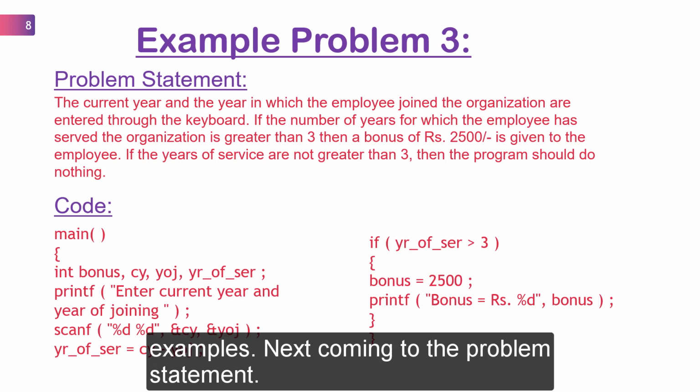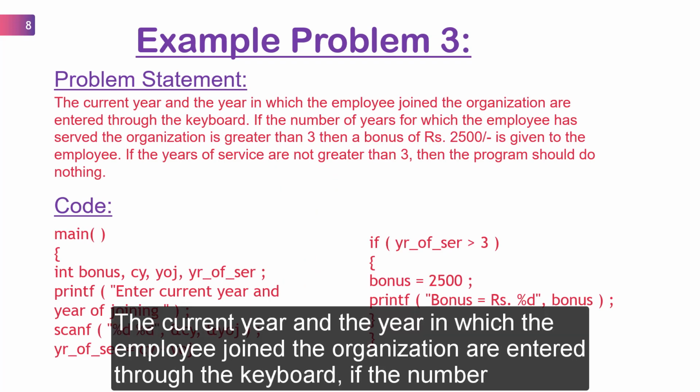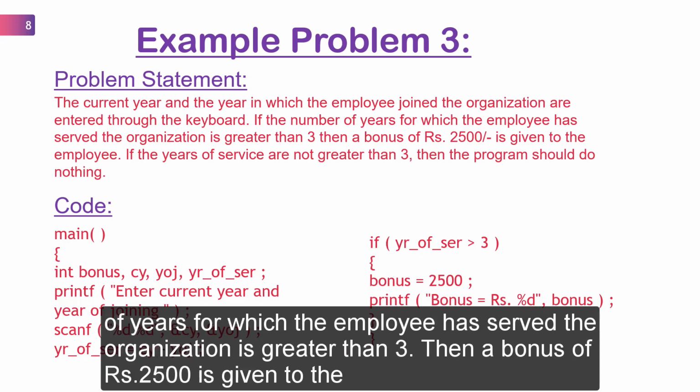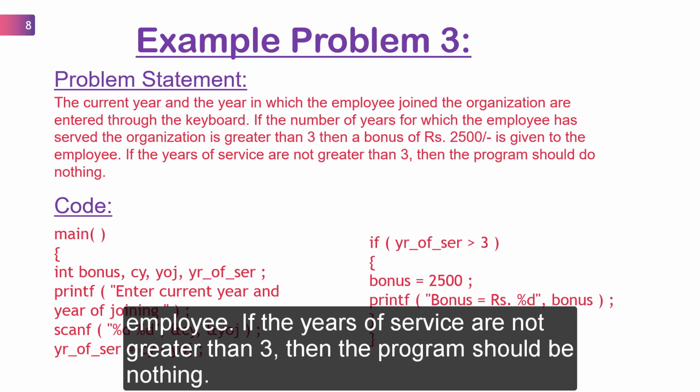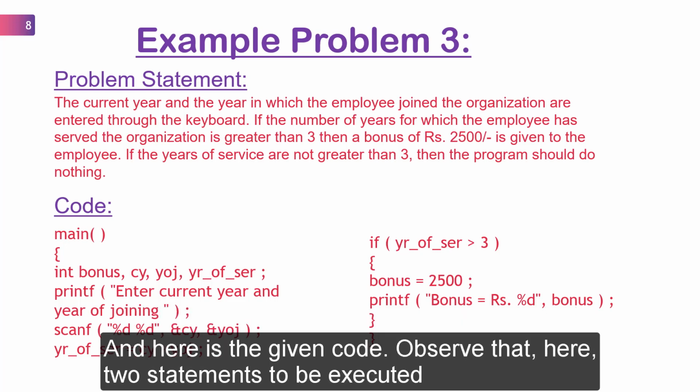So next comes the problem statement. The current year and the year in which the employee joined the organization are entered through the keyboard. If the number of years for which the employee has served the organization is greater than 3, then a bonus of Rs 2,500 is given to the employee. If the years of service are not greater than 3, then the program should do nothing. And here is the given code.